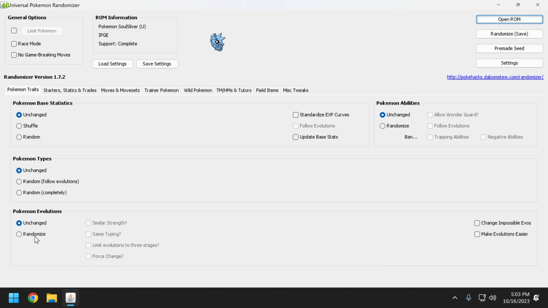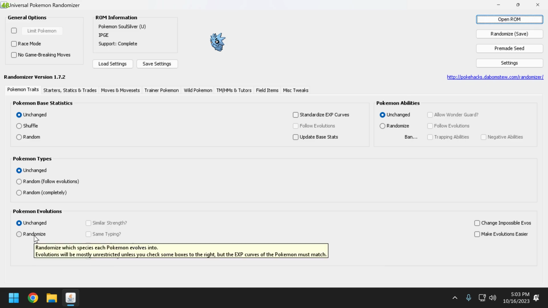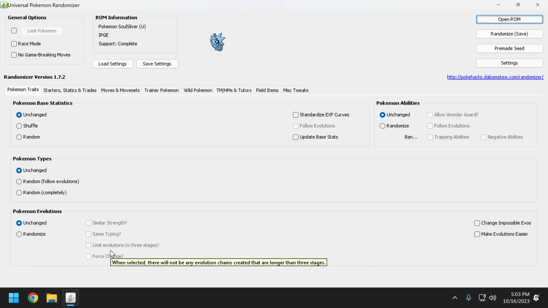You got to remember, on these randomizers, there's technically still a chance that a Pidgey could evolve into a Pidgeot. You know, it's random, so this will make it so that it would never evolve into what it already had. We'll come back to these two boxes at the end.